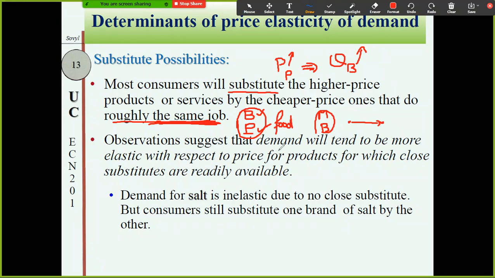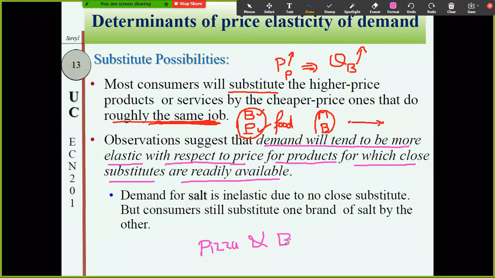Observations suggest that demand will tend to be more elastic with respect to the price for products for which close substitutes are readily available. What does it mean in this case? It means, for example, talking about pizza and burger, they are food. They provide the same job. That means when people eat each of them, they feel full, happy.